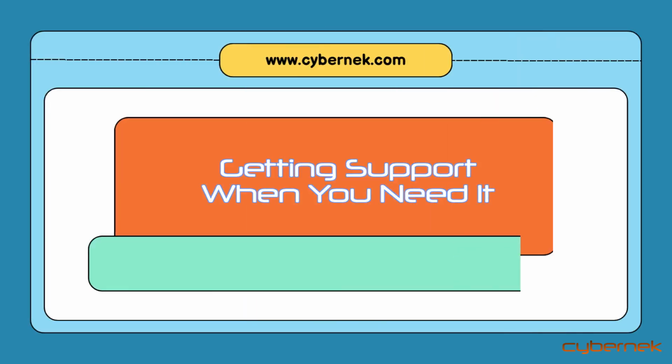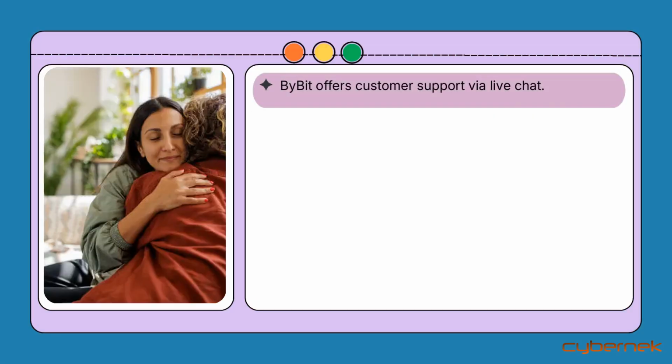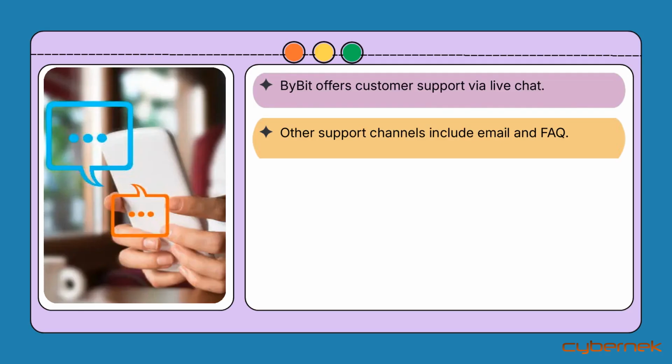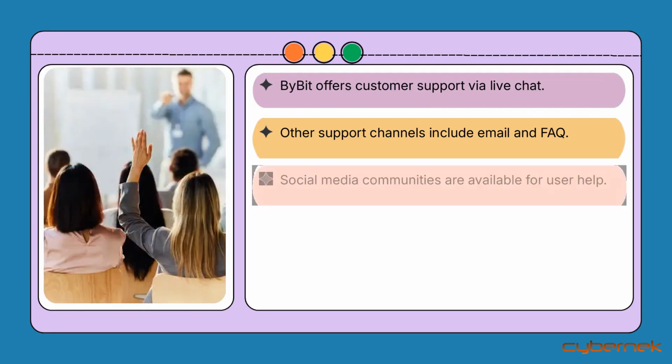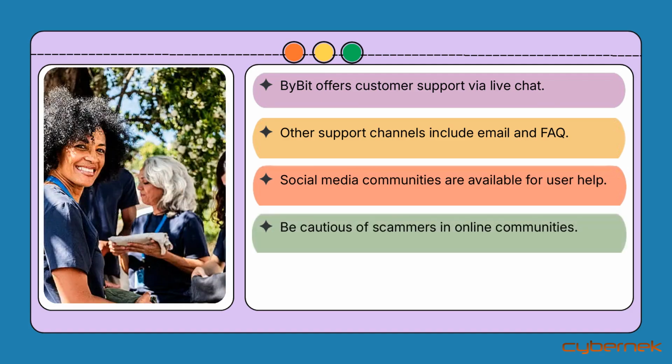Getting support when you need it. ByBit offers customer support through several channels. They have a live chat feature on their website, email support, and a pretty comprehensive FAQ section. Response times are usually decent, though they can be slower during periods of high market volatility when everyone's having issues. They also have an active community on social media platforms like Twitter and Telegram where you can get help from other users. Just be careful about who you trust. There are scammers in these communities too.